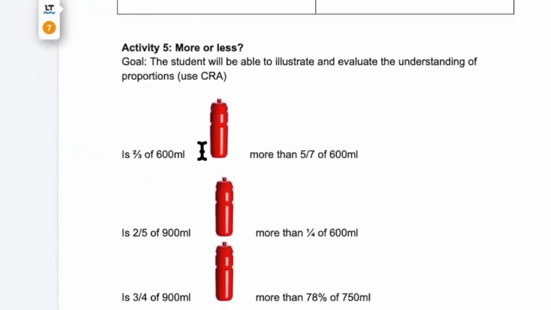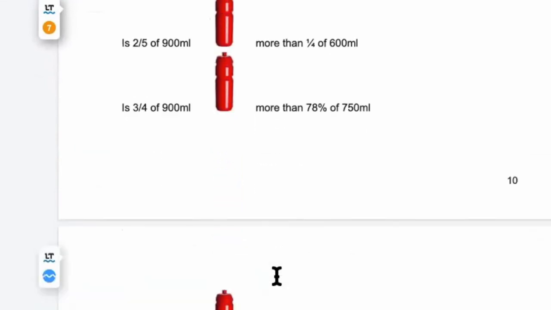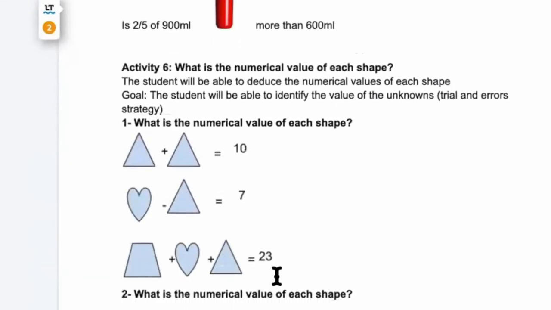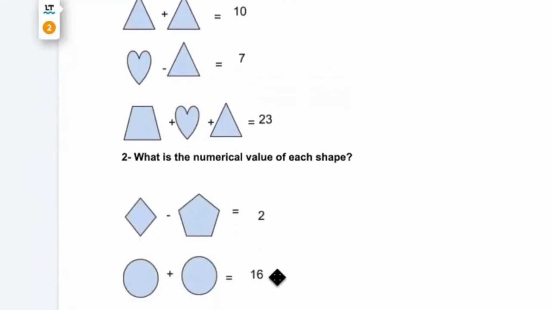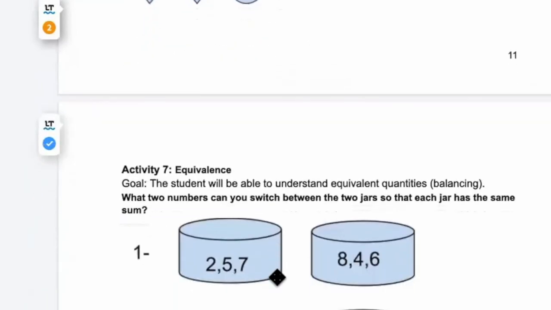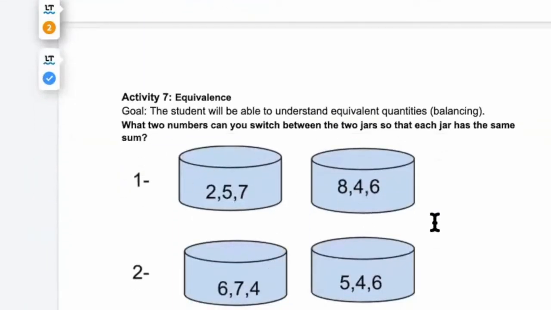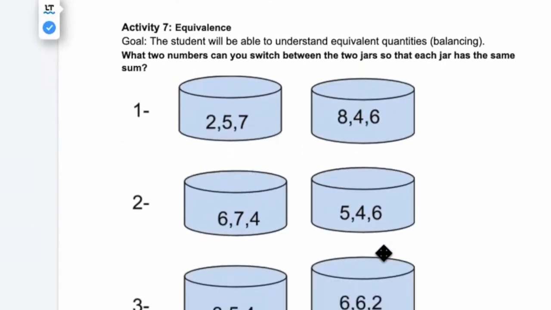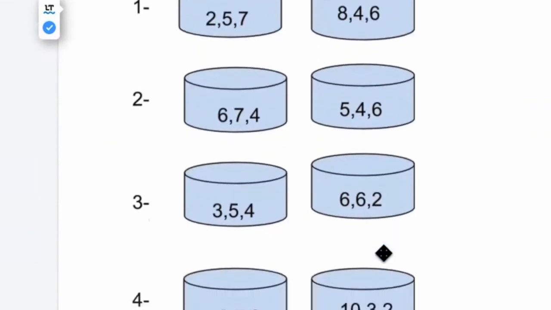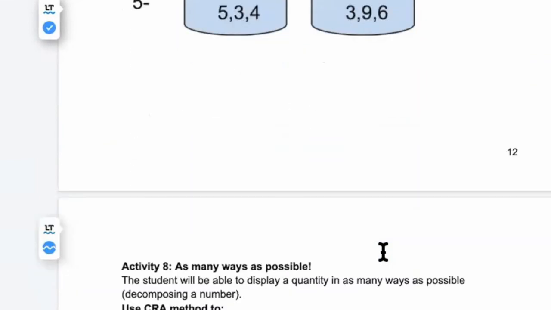You can use more or less, again, different quantities, using this manipulative. What's the numerical value of each shape? Giving them equations in different forms to figure out equivalence, like saying, okay, you have two jars and in each jar there are these three numbers. What two numbers can I move around to have the same quantity? So that's a game for equivalency. So if I take the two over here and I take the six over here, would they be equal quantities in both jars? So that becomes an interesting challenge in also decomposing and equivalency.